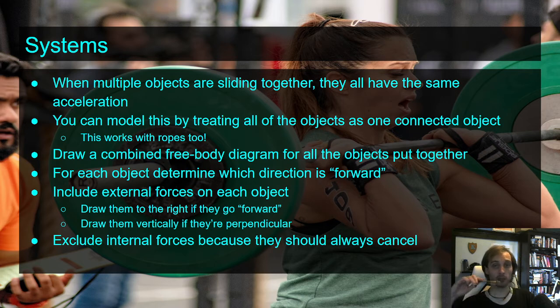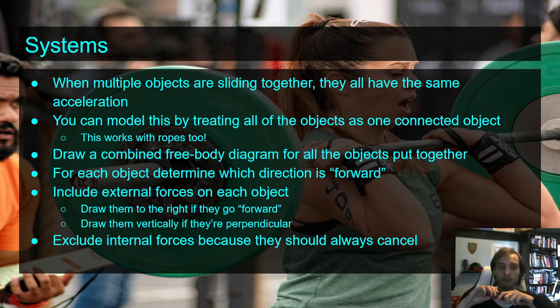So when multiple objects are sliding together, they all have the same acceleration. This makes the modeling a lot easier because you can basically treat all of them as one connected object. The big thing is that you draw a combined free body diagram for all of them. Make sure that when you do that, you pool all their masses and treat it like one combined mass. Writing out the variables for each mass, m1 plus m2 plus m3 plus however many m's there are in parentheses before you multiply by acceleration, is the big place where that'll happen.